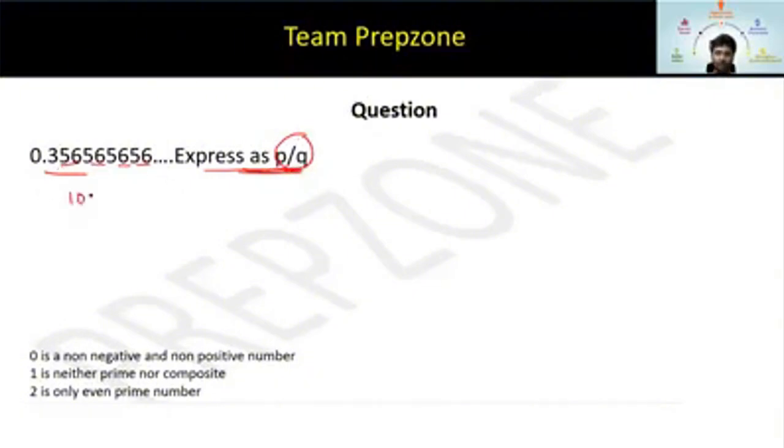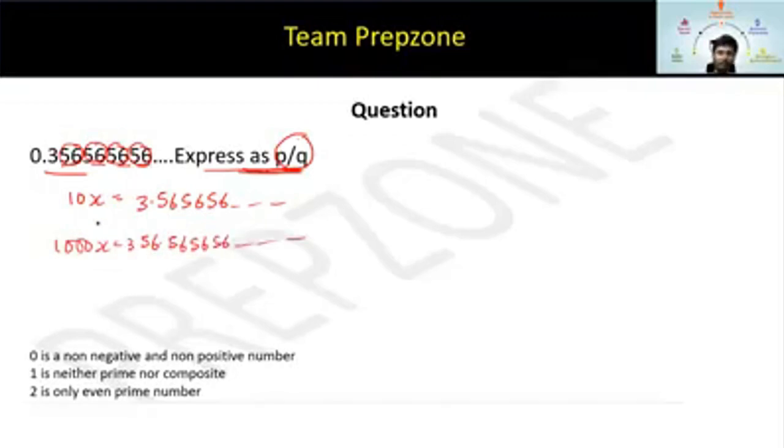First, let's multiply this by 10. What is the recurring part? 56, right? So let's multiply it by 10. 10x equals 3.565656. Now this question is very simple. Just multiply this by 100 again. So this will be 1000x, which will be nothing but 356.565656 and so on. Again, now simple subtraction. 990x equals 353. The value of x is 353 upon 990.